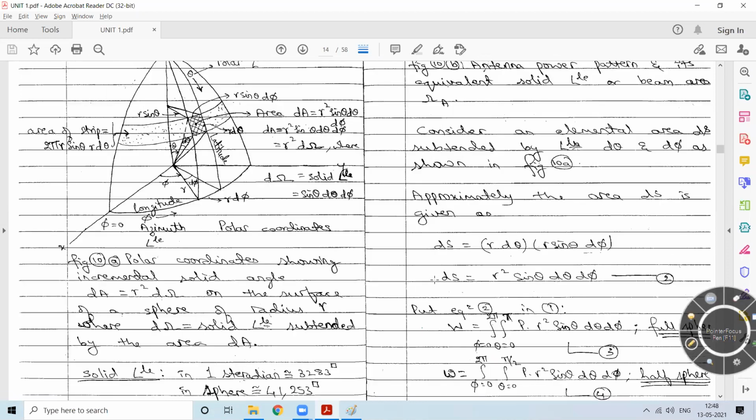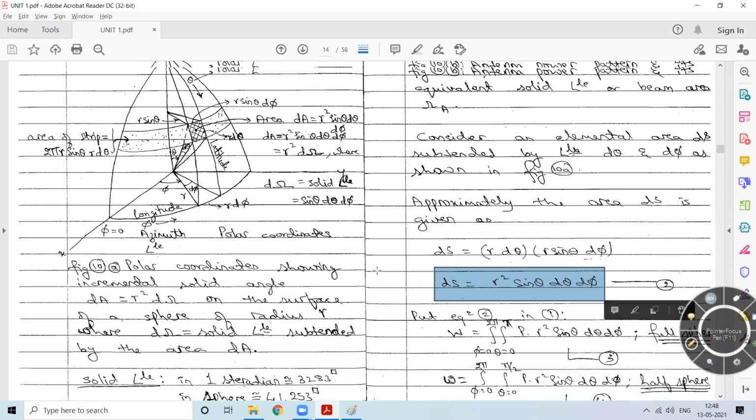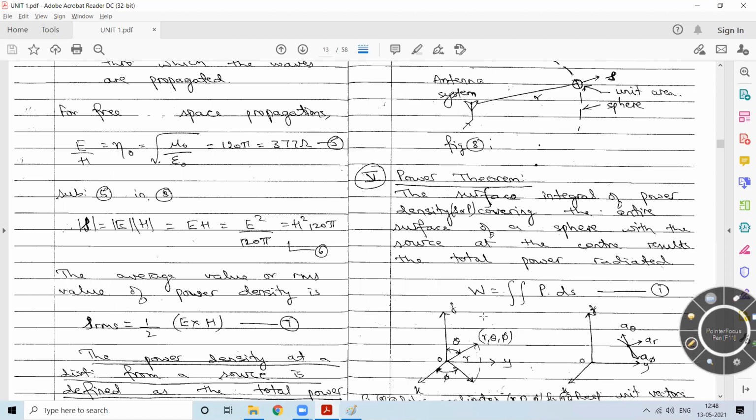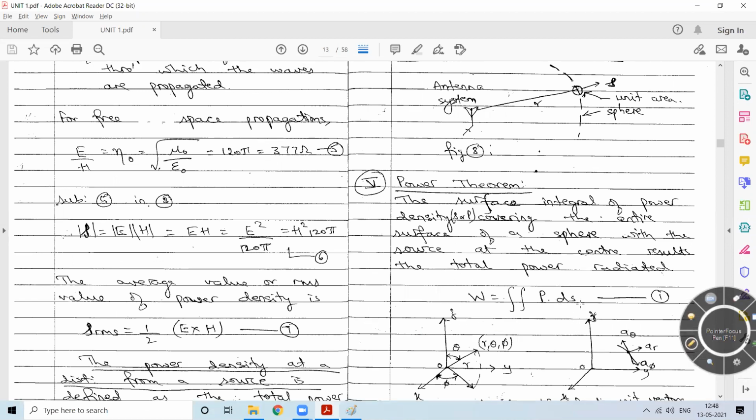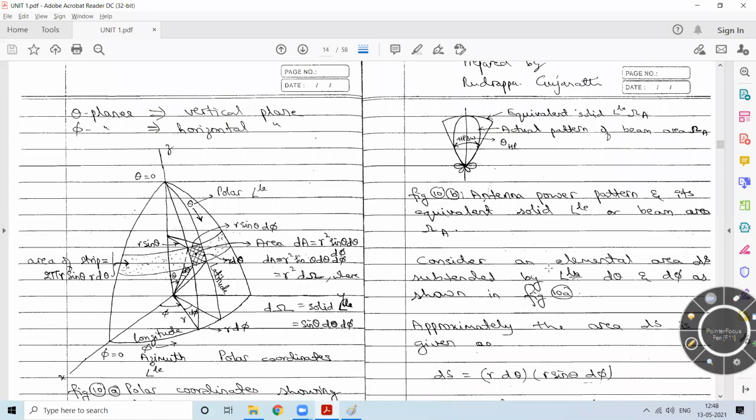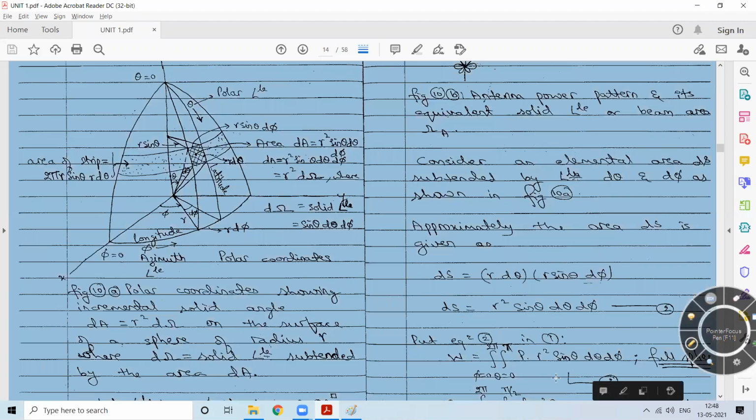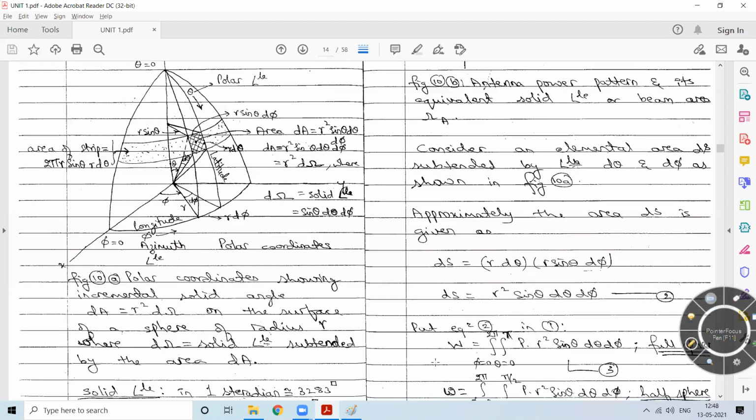So now what we can do is substitute this in the previous equation, that is the power theorem equation. In this equation, I can substitute for ds. If I substitute that, I get W, which is the surface integral of P into r square sine theta d phi. I am substituting ds in that power theorem. So now what will be the limits of theta and phi?